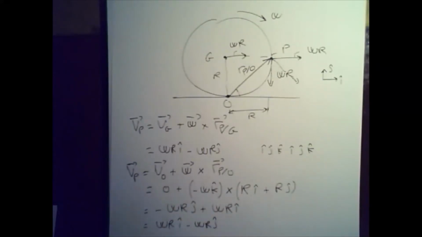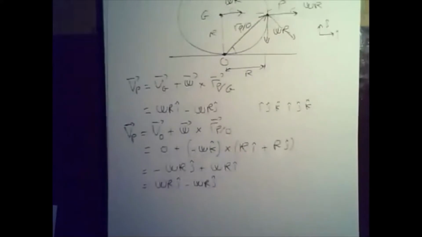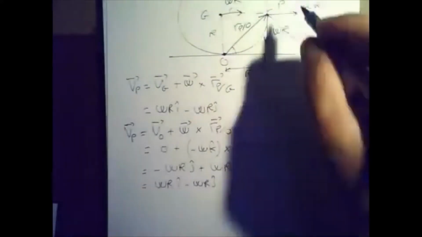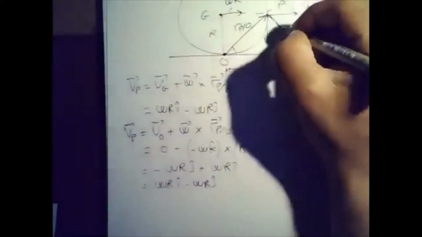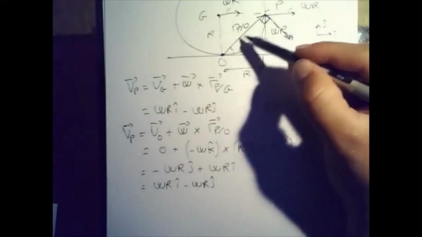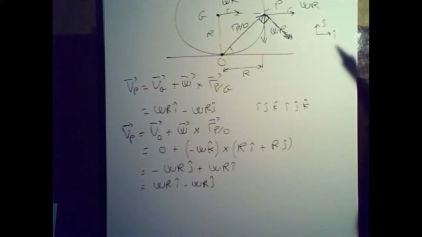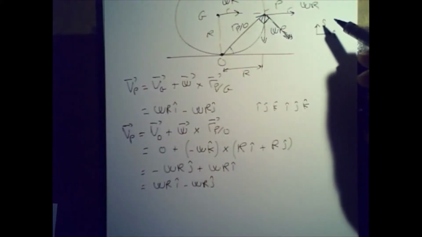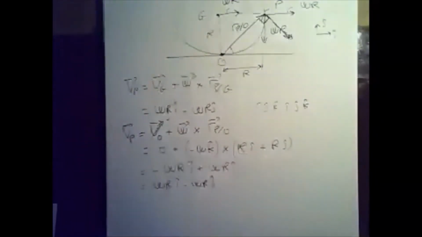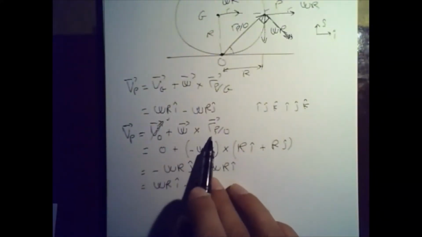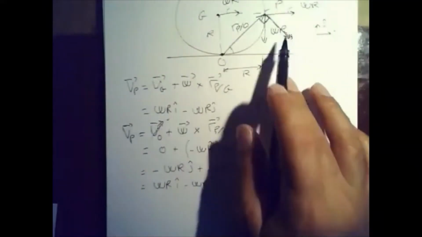All right, guys, so no matter what you use, you would always get the same result, right? And from here, you can tell that this is your final velocity vector, and it is going to be perpendicular to RPO. Because the velocity of O is 0, you only end up with omega cross RPO, and this is the velocity of this point.